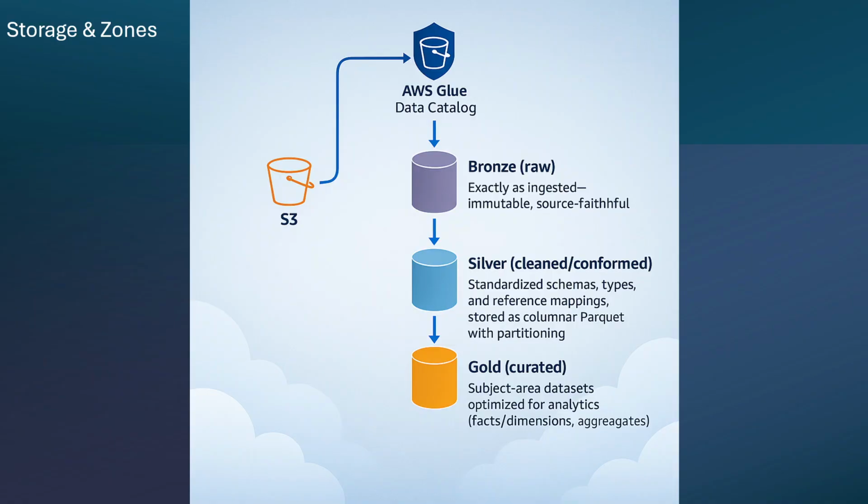Then finally, the gold zone, which is where we produce subject area datasets for business use. These tables are clean, aggregated, and optimized for analytics. For example, let's say client profitability, or daily market performance, or client demographics, and so on. They're all stored in a columnar format like Parquet or ORC and cataloged with explicit schemas.